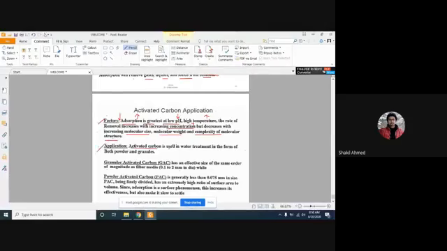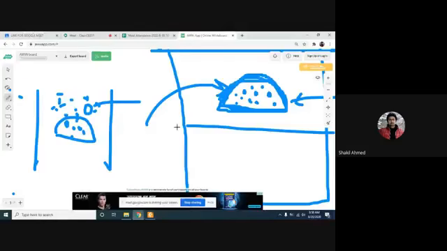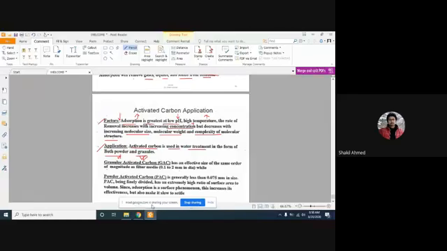Application: activated carbon is used in water treatment in the form of both powder and granules. I just told you that in your household water treatment process, you also use this activated carbon. Majority of the time, not just sometimes. Granular activated carbon has an effective size of 0.1 to 2 millimeter in diameter, and powdered activated carbon is generally less than 0.075 millimeter in size.